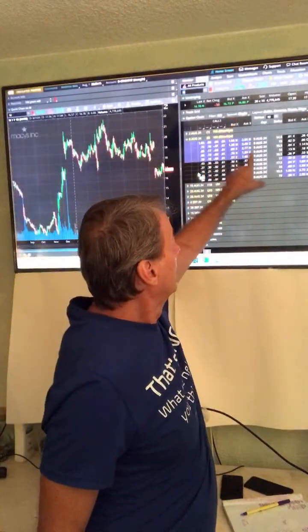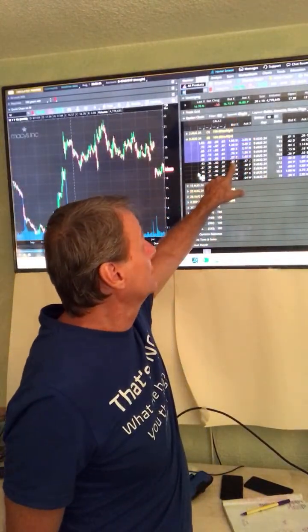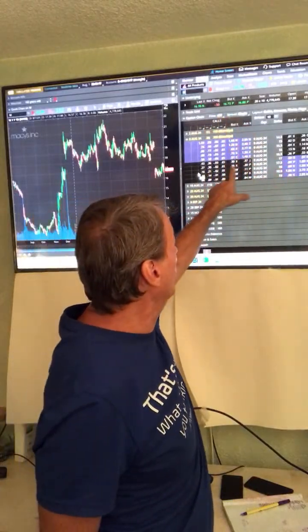1680. Okay, the 17s are going for 30 cents. If the stock goes up, I get an additional 20 cents. So I'm walking away with 50 cents on a $17 position. Well, that's more than 2.5%. It is what it is.